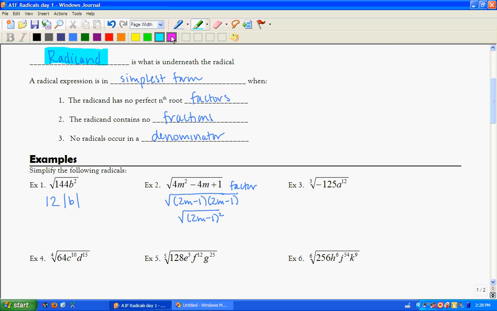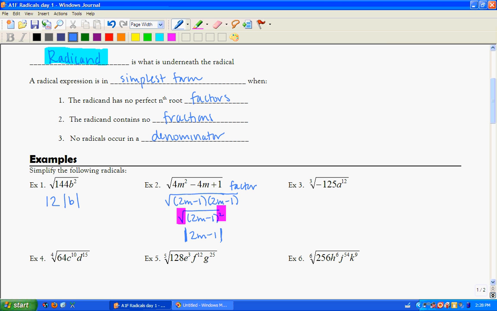And now, since the index and the exponent are the same, we are allowed to remove the 2m minus 1 from the radical sign. Again, since we're dealing with variables, we're not sure if that quantity, the 2m minus 1, was positive or negative to begin with, so we need to put that in the absolute value signs. So the final answer to this example is the absolute value of 2m minus 1.